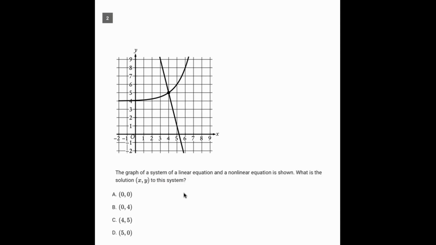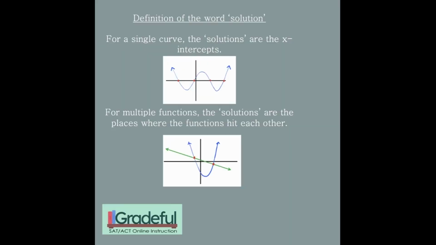Going over to question number 2 now. This question is actually really asking us about the definition of the word solution, which is surprisingly complex. For a single curve, the solutions are the x-intercepts. So these places right here would be our solutions. But if you have multiple functions, the solutions are the places where those functions hit each other. So not the x-intercepts, but the intersections among the curves themselves, or the curve and the line in this situation.